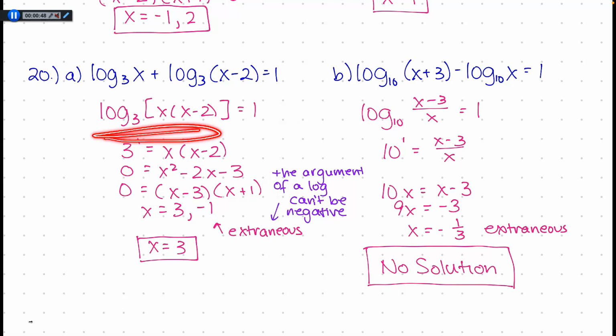Condensed using the product rule here and the quotient rule here. And then once you do that, you can rewrite it as an exponent. 3 to the power of 1 is equal to the argument. 10 to the power of 1 is equal to the argument. And then whatever kind of equation you get from there, you solve.